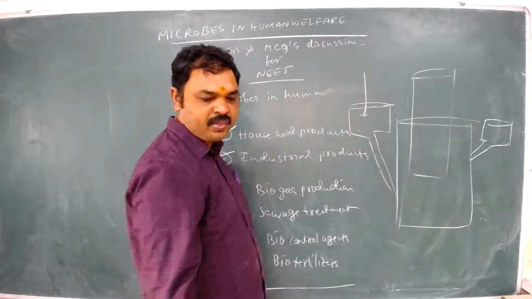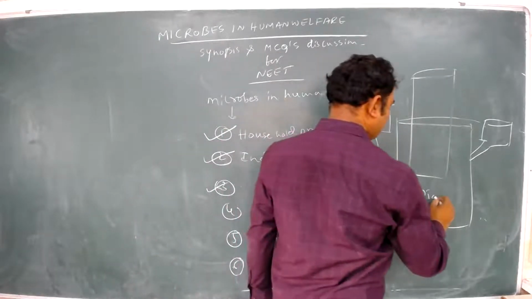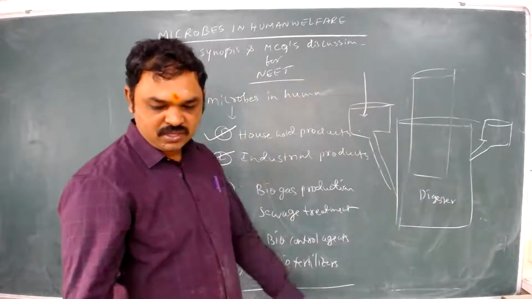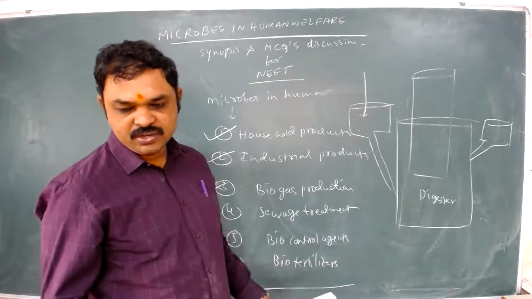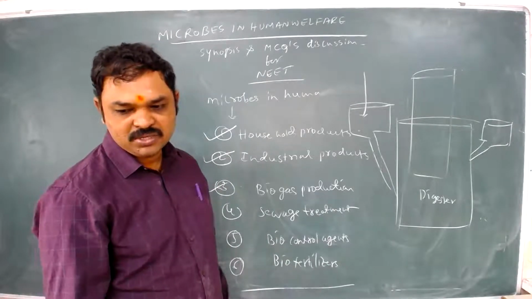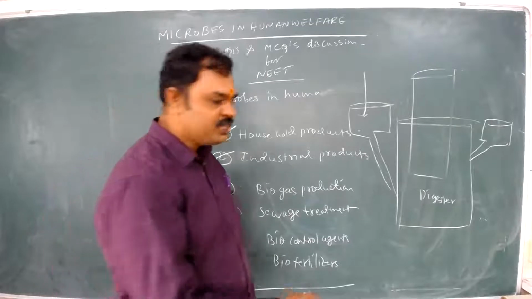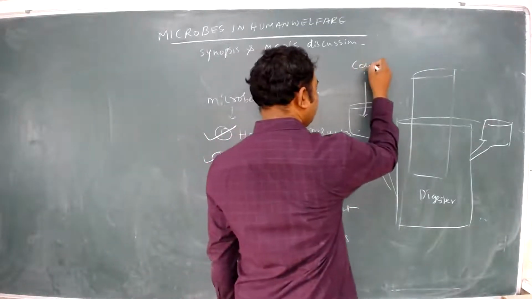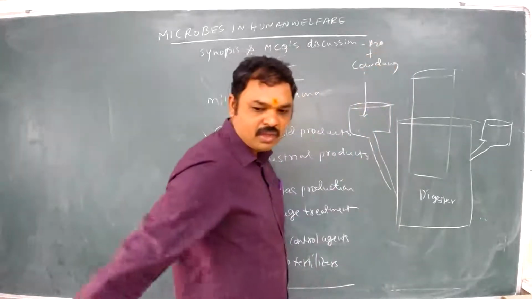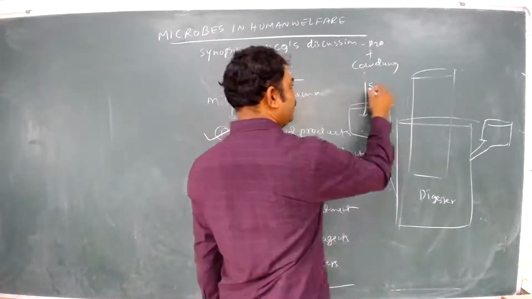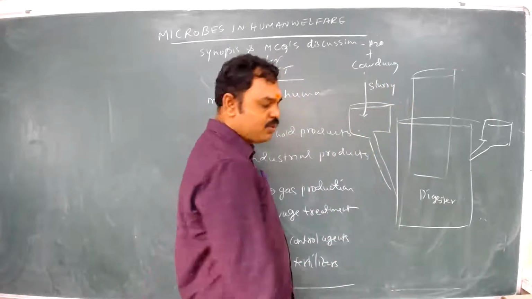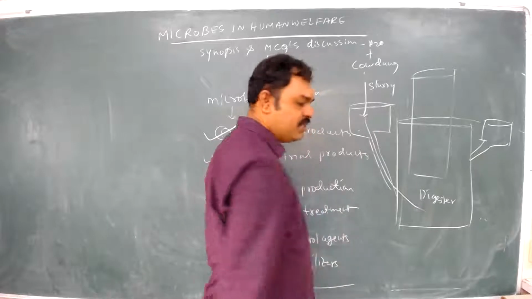Cow dung. This is a digester, a concrete digester. By digging the soil and then using concrete bricks, one concrete digester has been set up. Into this tank, we are taking cow dung. Cow dung is added with water and made into a slurry. This slurry is introduced into the inlet. Through the inlet, it comes into the digester.